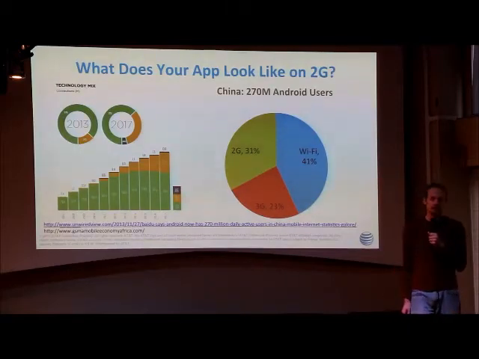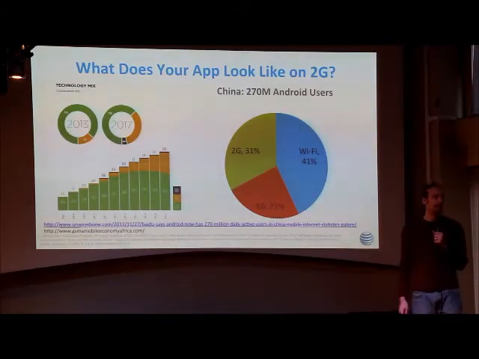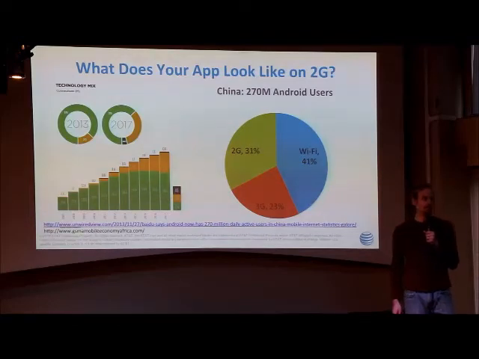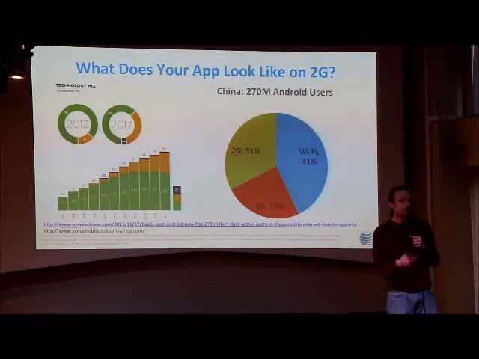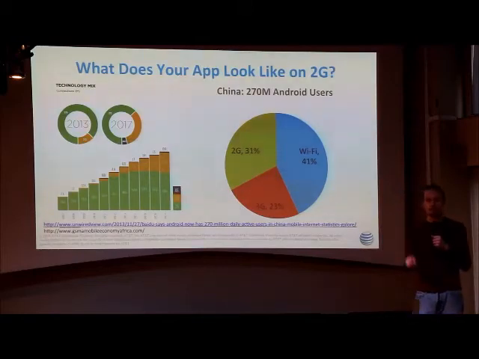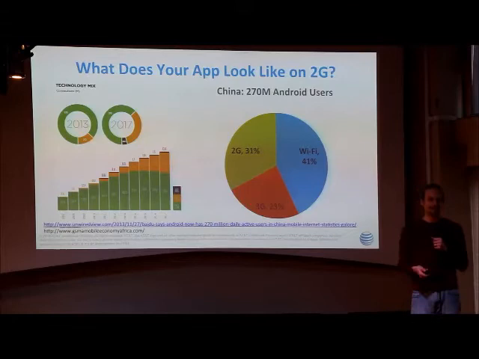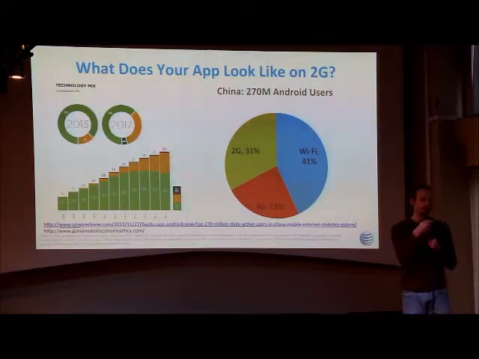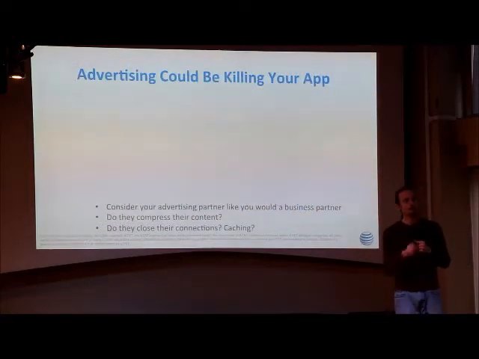Here's some data in China. This is from 2013, before LTE was actually rolled out in China. But there are 270 million Android phones in use in China, and 31% of them get all of their data on 2G. So think about what your app looks like. Think about what your mobile website looks like. The more data you're sending down, the more likely your app isn't going to be useful outside of areas that have really fast networks.